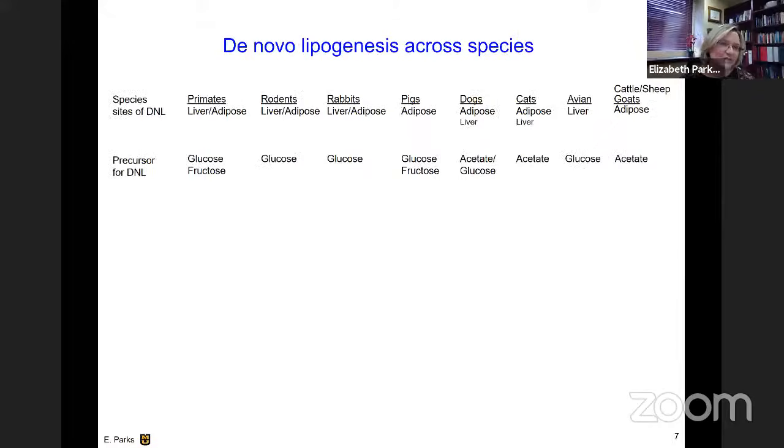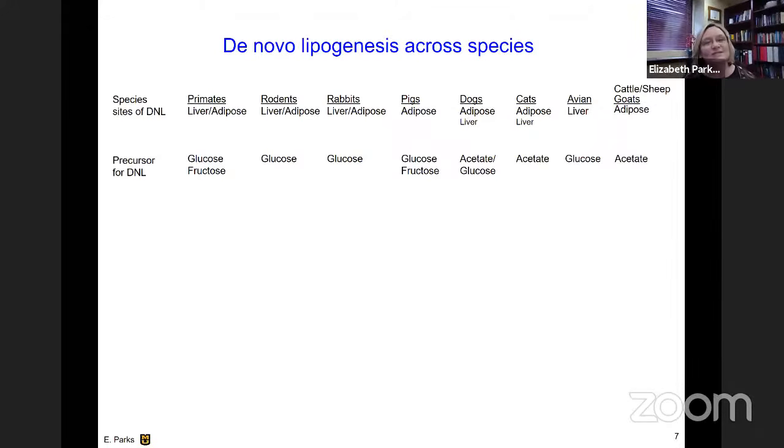On the top here are various species, and on the bottom row are the sources of carbons that serve to make fatty acids in these species. Primates eat, actually in the wild, very low-fat diets. So primarily their energy is coming from carbohydrate, and they consume grains and fruits. Most of their lipogenesis is coming then from glucose and fructose carbons, and de novo lipogenesis occurs in the liver and the adipose. The same is the case for rodents. As most of you know, chow is made up of grains, and these starches provide glucose as the source for DNL. The same is the case for rabbits.